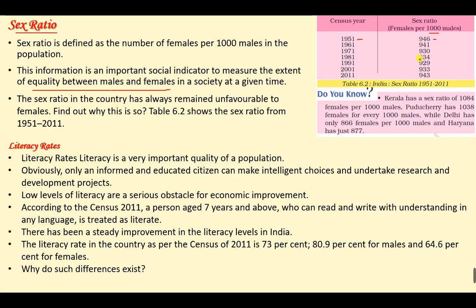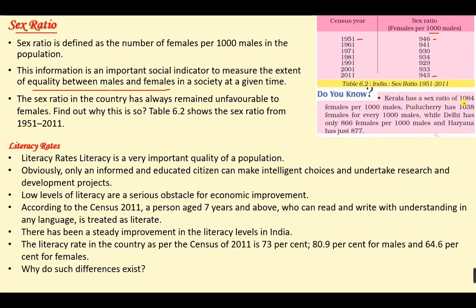1971, 930. Now a little increase is seen after 10 years, in 1981, 934, and again it has come down. See here, in 1991, 929, and then 2001, 933, and 2011, 943. So even up to 2011, we could not achieve the sex ratio which was in the beginning, just after independence. So see the condition of the sex ratio in our country, and how much gender discrimination, how much balance there is between male and female. You can understand through this data.